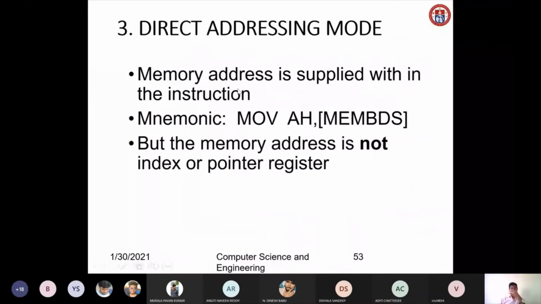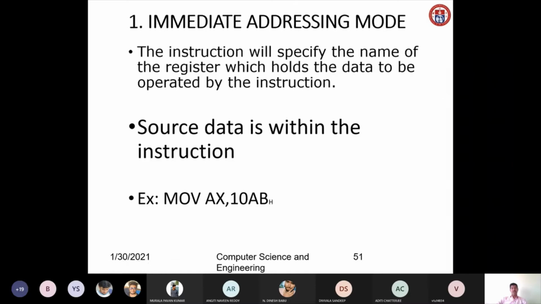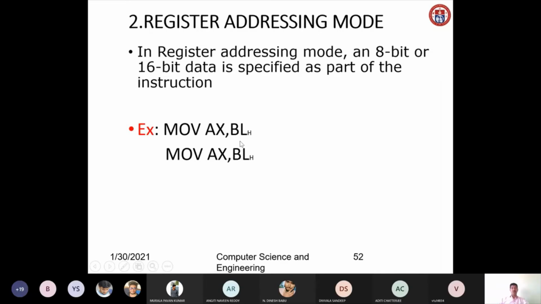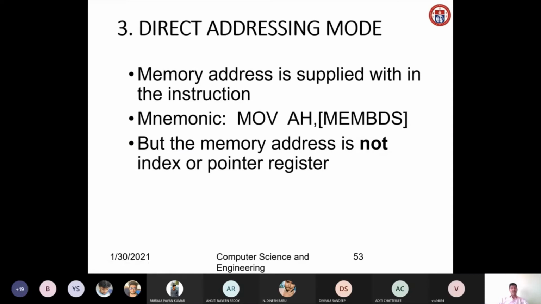Next is the direct addressing mode. Direct addressing mode means the memory address is supplied in the instruction. Previously, for immediate addressing mode, one of your operands will be a constant value. Register addressing mode means any one of the operands will be a register, here AX and BL; any one or both operands will be registers. Then in direct addressing mode, any one of the operands is a memory location, so the memory address is supplied within this instruction.